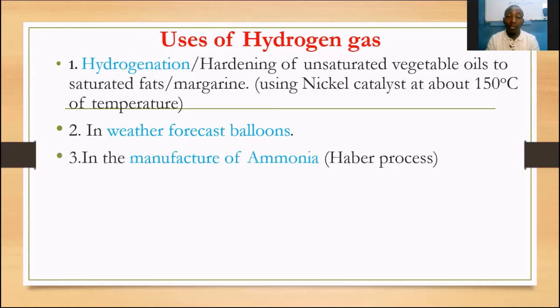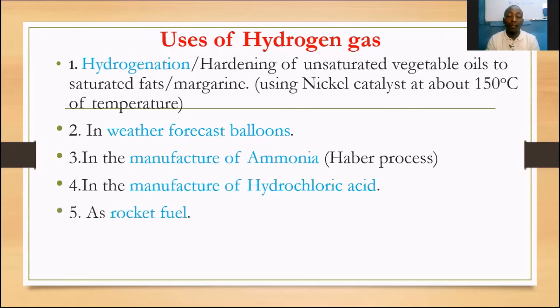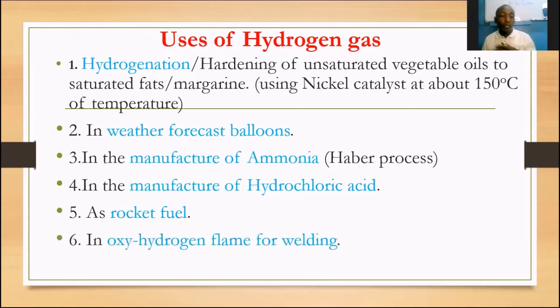Manufacture of ammonia, that is in the Haber process, hydrogen is used. In the manufacture of hydrochloric acid, again, it is used. And then it is used as a rocket fuel. And it is used in making of oxyacetylene flame. So that, like we said in oxygen, even hydrogen is used in the same. Good. Those are the uses. And again, these are commercial uses.